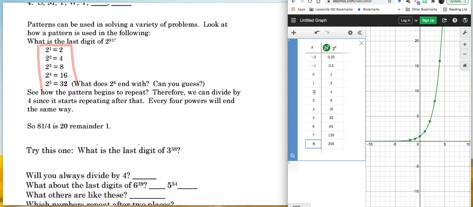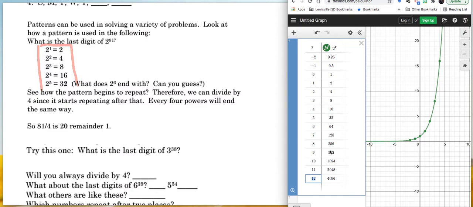If the power is 2, it ends in a 4. If the power is 3, it ends in an 8. If the power is 4, it ends in a 6. If the power is 5, it ends in a 2. Notice looking at the last digit here: 2, 4, 8, 6, 2, 4, 8, 6. We could continue going, and it's going to keep going, 2, 4, 8, 6. So that pattern is continuing.